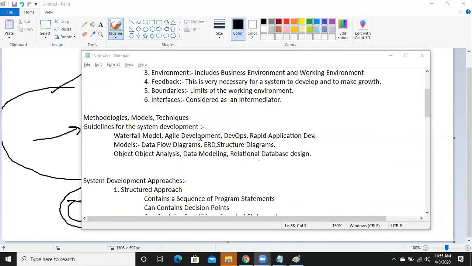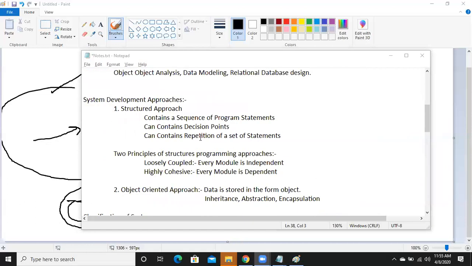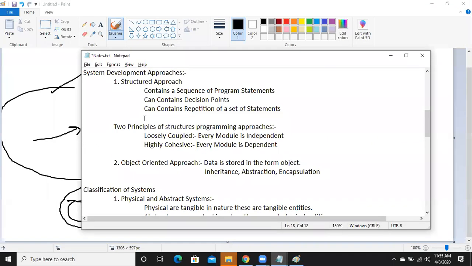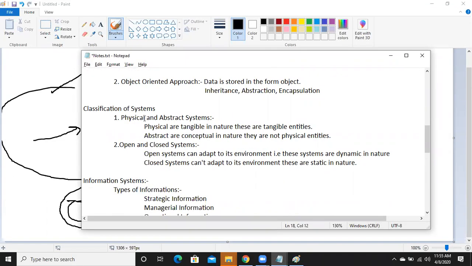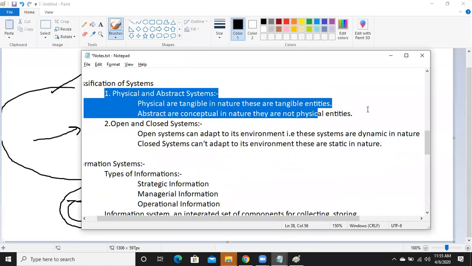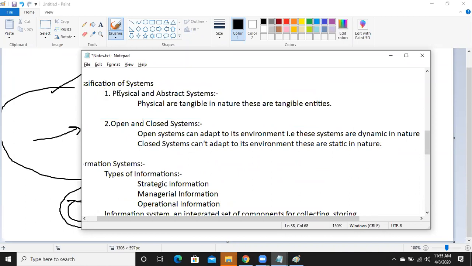Right. So abstract systems basically include data flow diagrams, entity relationship diagrams, and structure diagrams. These are systems, but they do not physically exist; they are abstracted. They exist conceptually but not physically, right? So this is all about physical and abstract systems. Physical systems are tangible in nature. Abstract systems are intangible in nature.